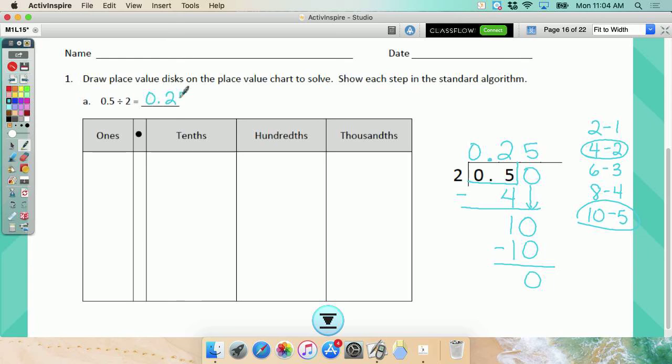Now, let's look at the problem. It's kind of interesting. This means 1/2, doesn't it? So this means 1/2, you don't have to write this, divided by 2. Does anyone know what fraction this would be, 25 hundredths? 25 over 100, but we would have to simplify it.